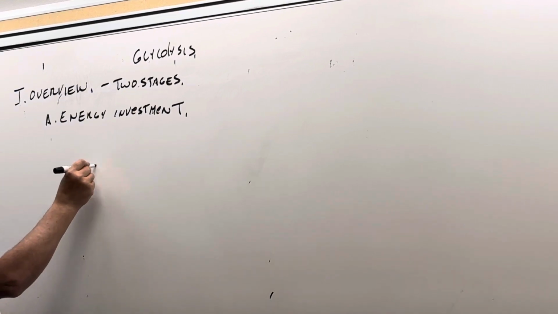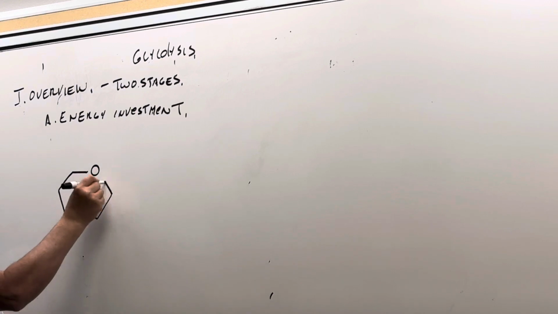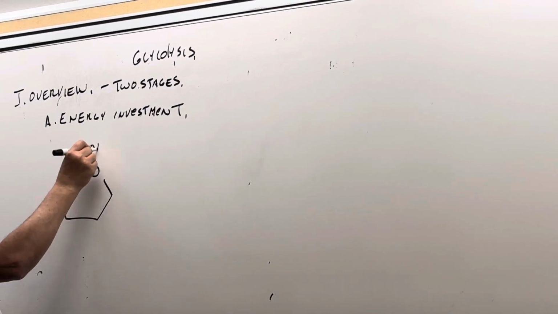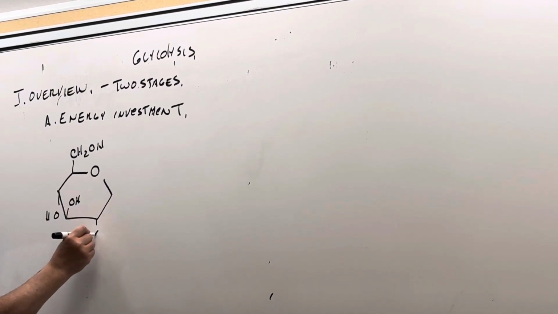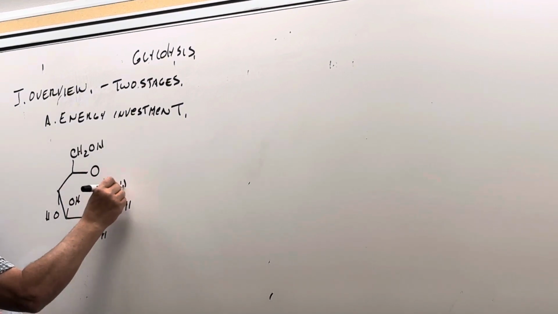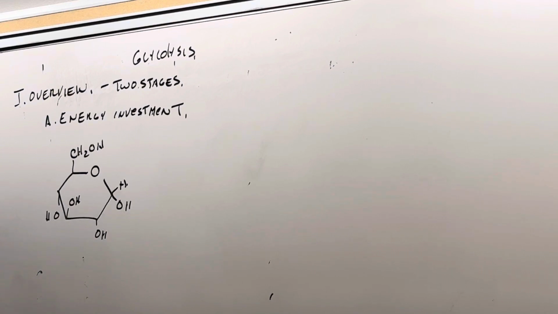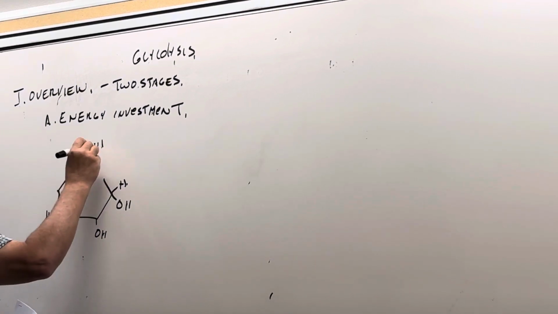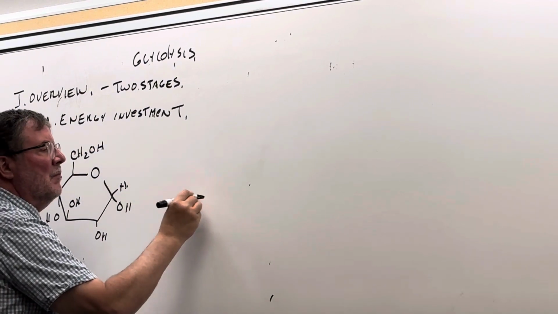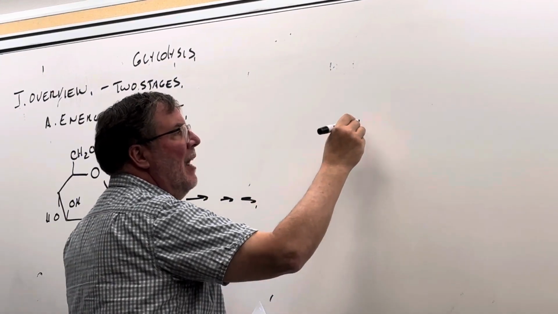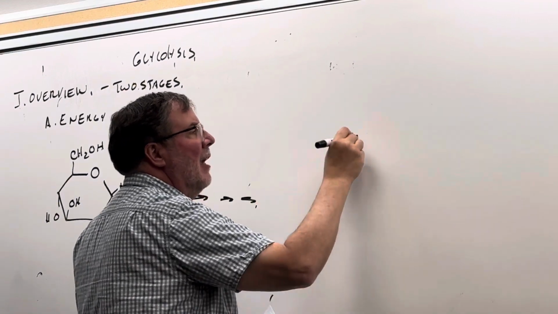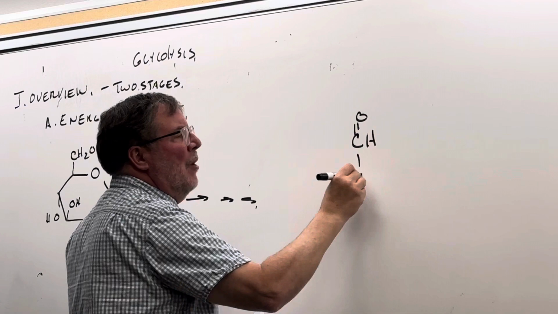In the energy investment phase, we're going to take our glucose molecule here, and we're going to add phosphate to it, and we're going to split it in half, so that we end up with 2 glyceraldehyde 3-phosphate molecules. I'm going to draw them like this, because that's the way we'll draw them.